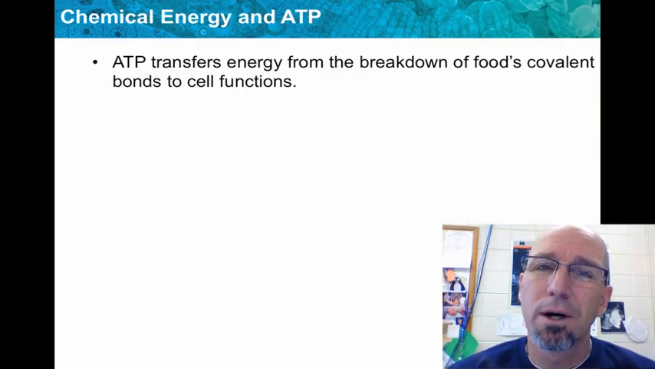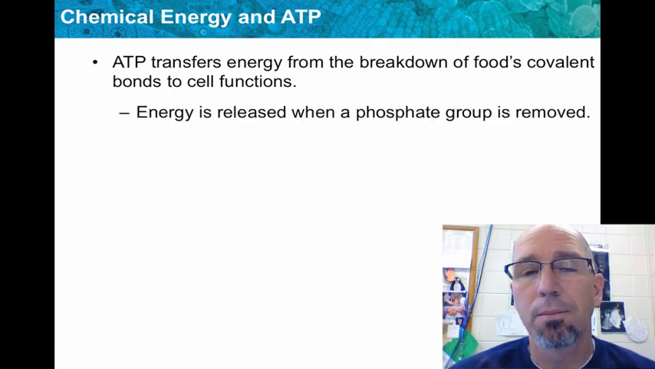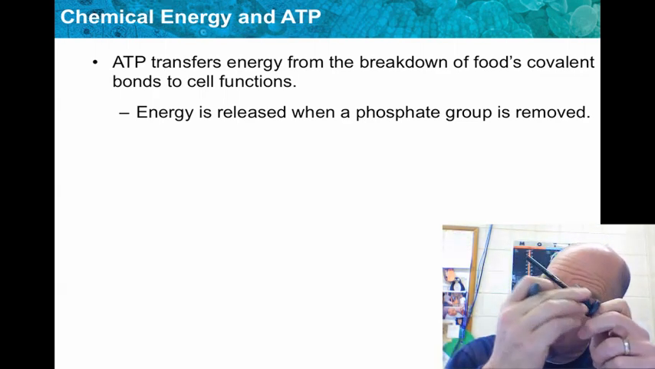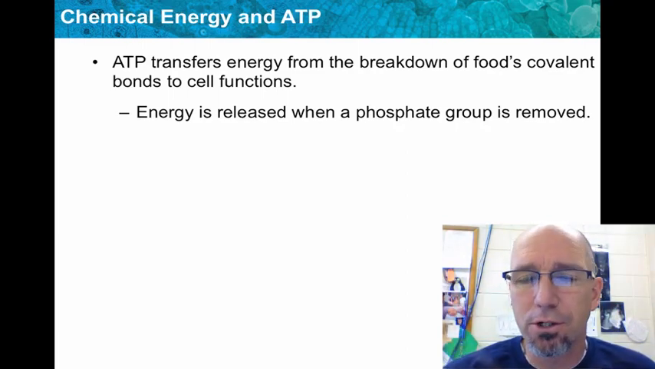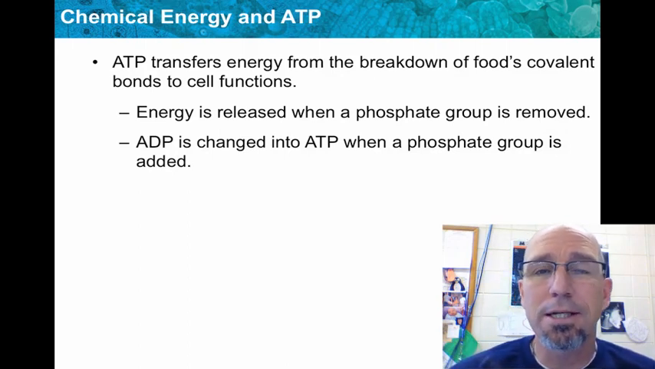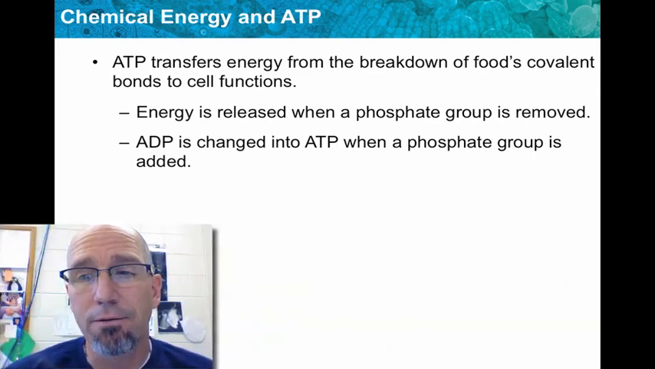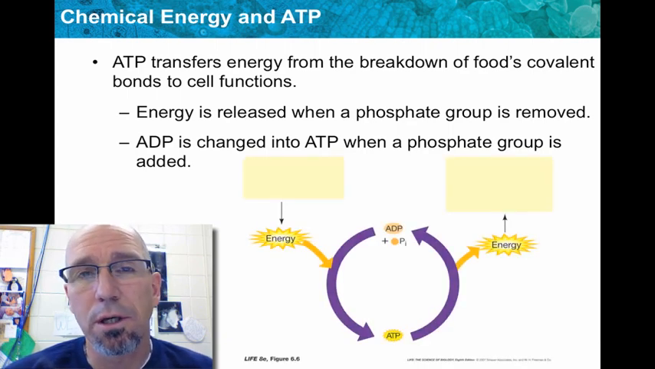How ATP works is it transfers energy from the breakdown of foods' covalent bonds to cellular functions. So it's an energy coupler. When that phosphate group gets removed, it transfers energy to whatever chemical reaction it happens to be directed toward. And then ATP is converted into ADP, so we go from a triphosphate down to a diphosphate. And that phosphate group is really what's charging the chemical reactions.